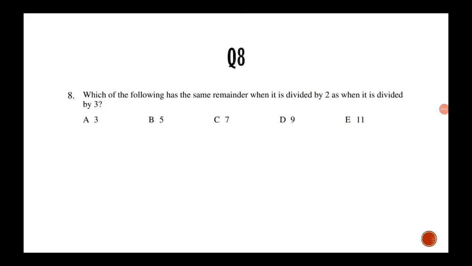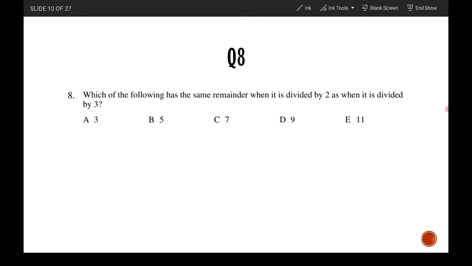This is Junior Mathematics Challenge 2015, question 8. Which of the following has the same remainder when it is divided by 2 as when it is divided by 3? First, we know all the answers are odd, and any number that's divided by 2 that is odd will always have a remainder of 1. Therefore, we can remove any options that are directly divisible by 3.